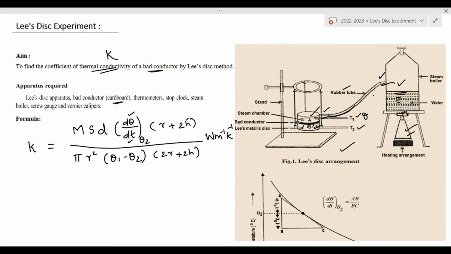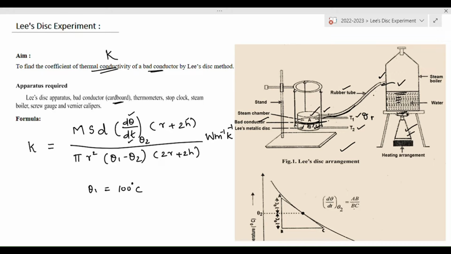After a while, we can see thermometer T1 will show a steady state temperature called theta 1. Theta 1 is noted, and I am taking it as 100 degrees Celsius. So all the 100 degrees Celsius is focused onto the bad conductor.